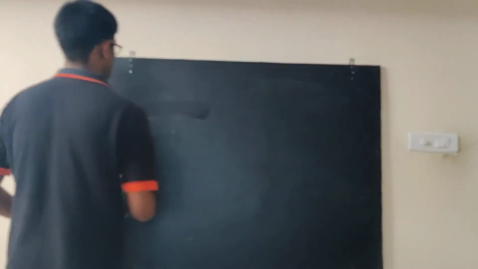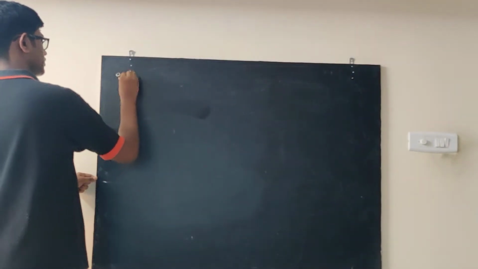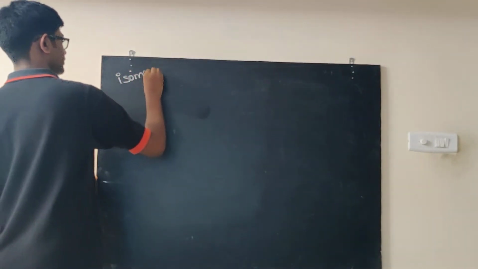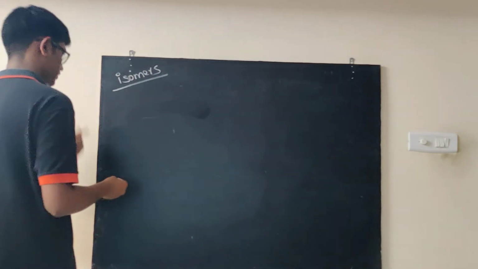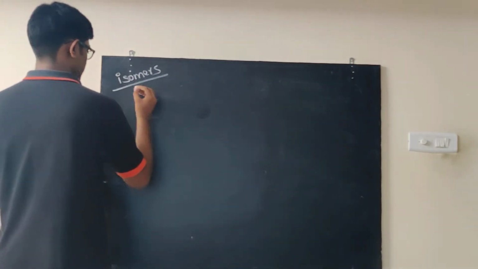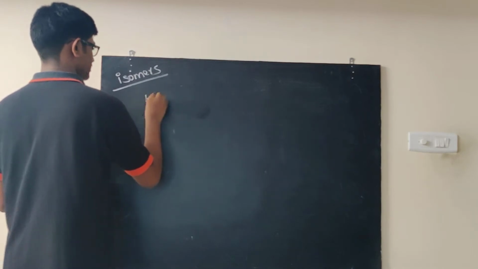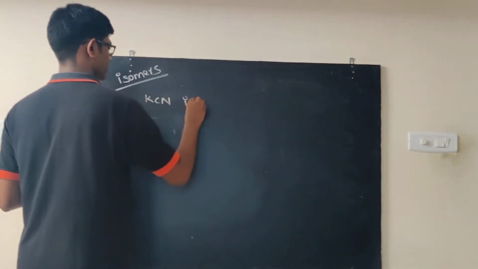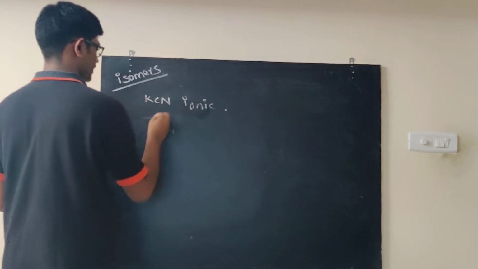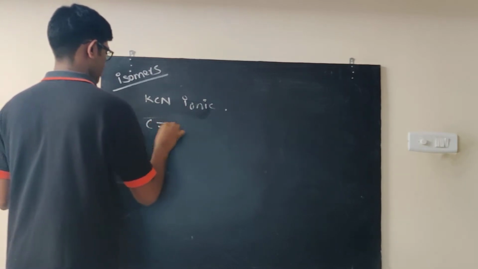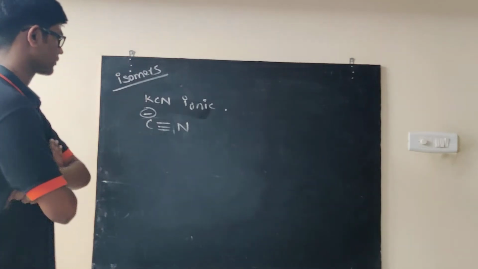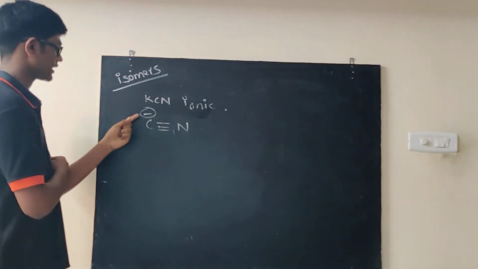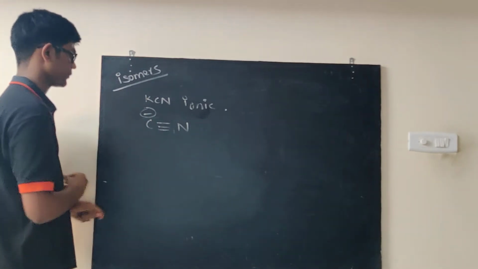For that we need to see isomers are basically what? Same formula but different structure, right? So we have to draw the structure to figure it out. First of all, KCN is an ionic compound, okay? So this is basically going to be my nucleophile. Can you see the negative charge is localized on the carbon atom?